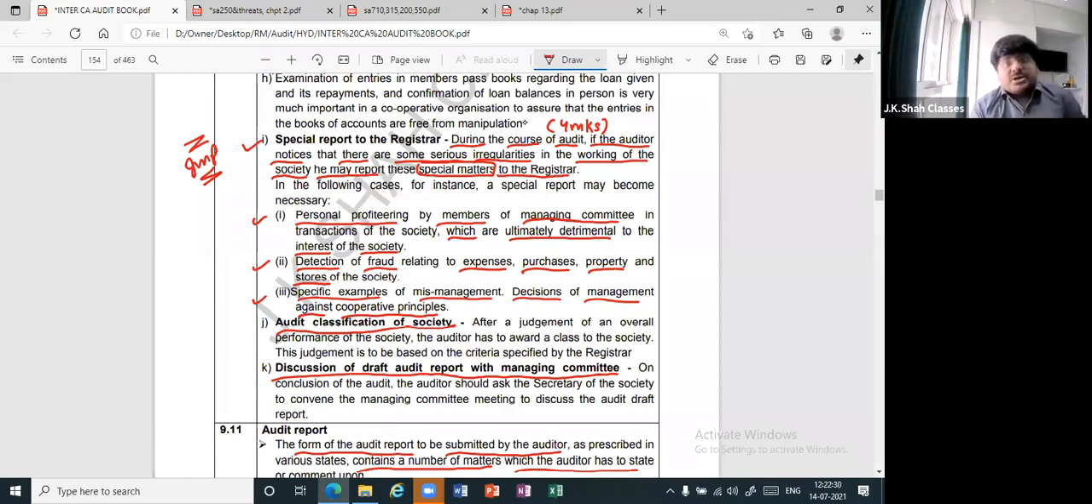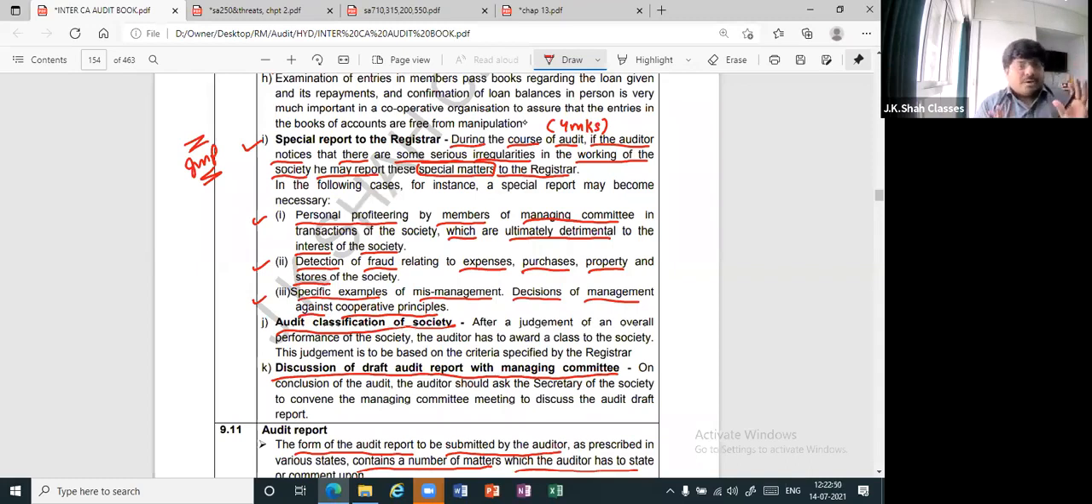Secondly, if at all there is any detection of fraud with respect to any purchases, expenses, etc., that has to be brought to the attention of the registrar. And lastly, any examples of mismanagement by the managing committee and the decisions taken by the management which are against the cooperative society. Thereafter, classification of the society.